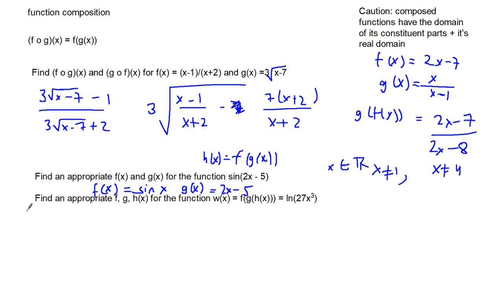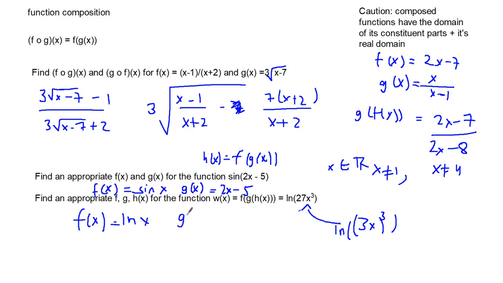Find an appropriate f, g, and h of x for the function w of x equal to f of g of h of x, equals ln of 27x cubed. Now, first of all, when I see this 27x cubed, I see a nice number, right? 27x cubed is nice. It'll be 3x to the third power, right there. And that's really useful, because now we can actually have three functions, right? So our first function, f of x, is just ln of x.